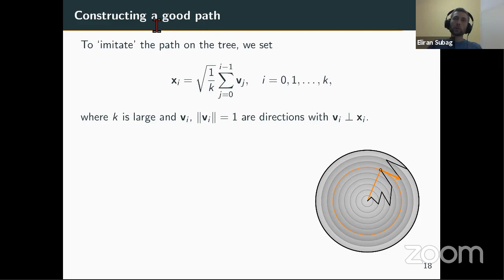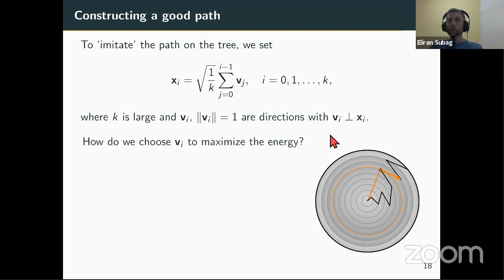So the first property we can just impose. I just want to build a path by concatenating many directions which are orthogonal to the current position. So just summing over the previous steps, normalized correctly. So after k steps, I will be at radius 1. And every time I choose a new direction, it has to be orthogonal to my current position.